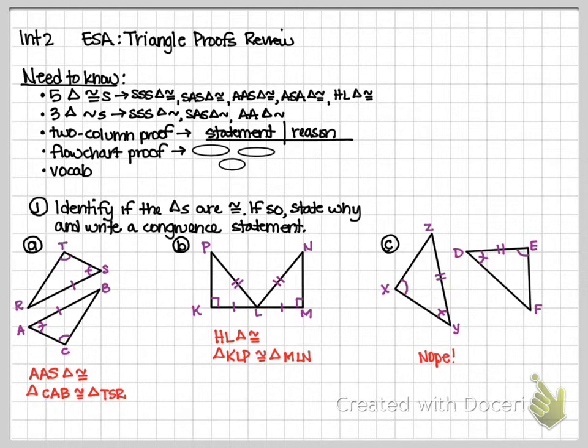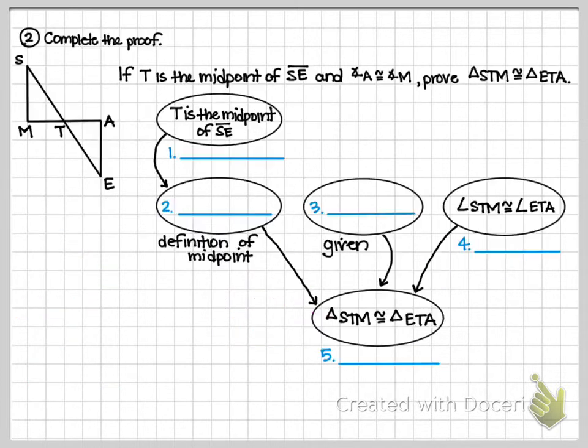Part C, this is a no. If you take a look at the very first triangle, it's marked as angle, side. If you take a look at the other triangle, it's marked as angle, side, angle. So not necessarily congruent to each other.